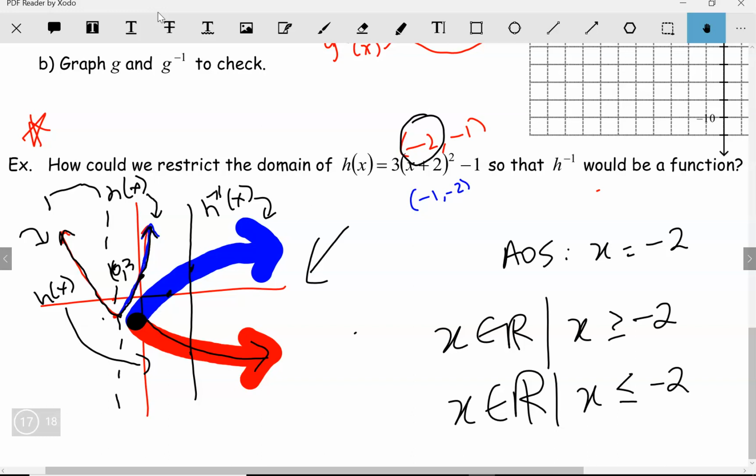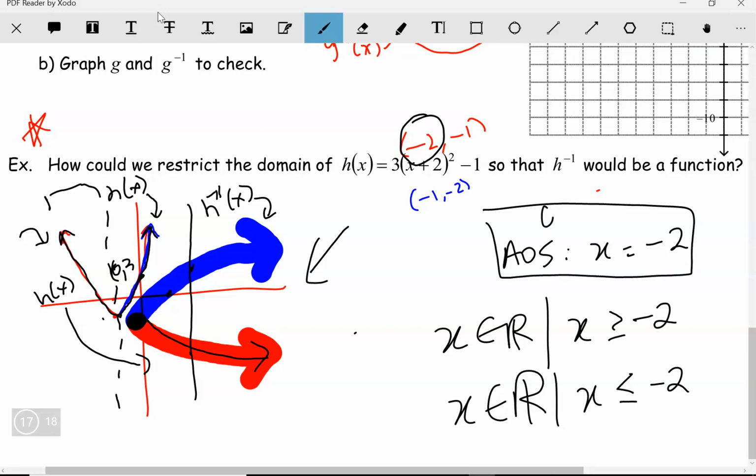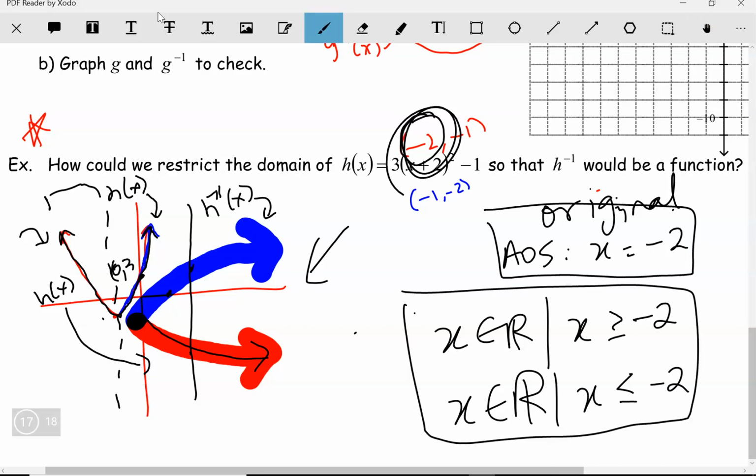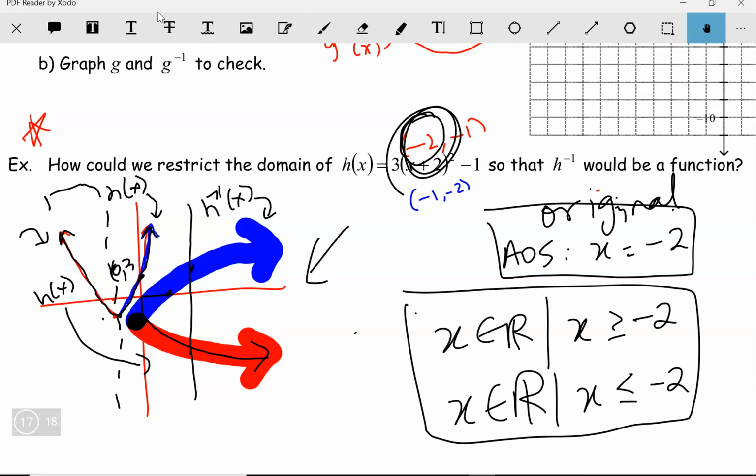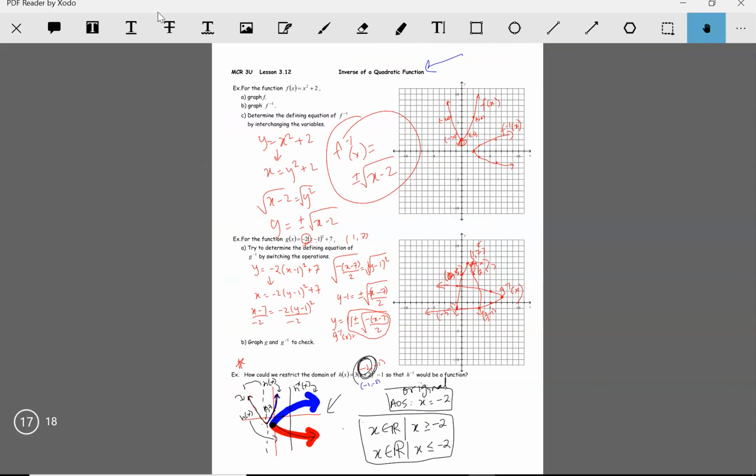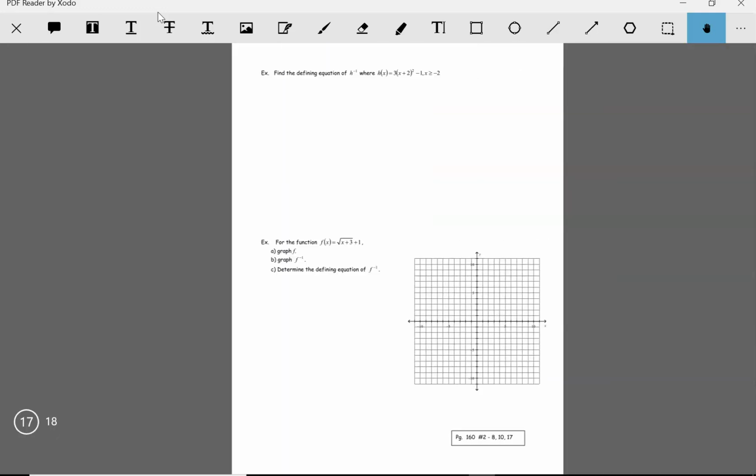So either one. What's important here is that whenever we're restricting the domain so that the inverse of a quadratic is a function, we always look at the axis of symmetry from the original. Don't get confused here: this is still the original parabola. We're restricting the domain of the original parabola so that the range of the second one is restricted and we don't have conflicting values. So hopefully that's clear.